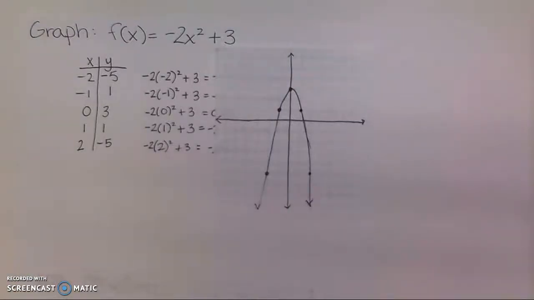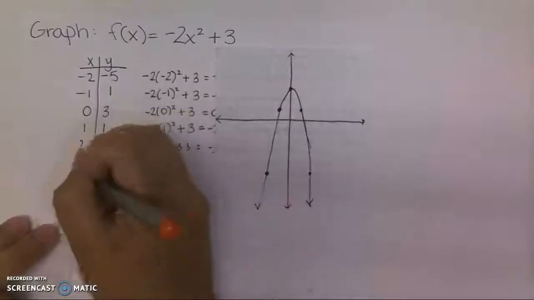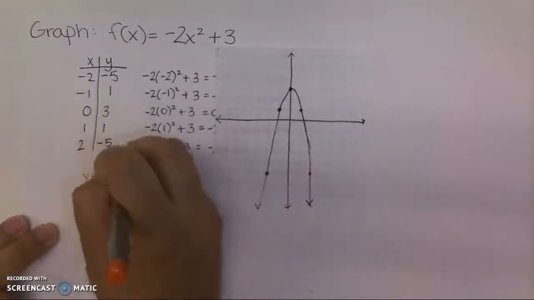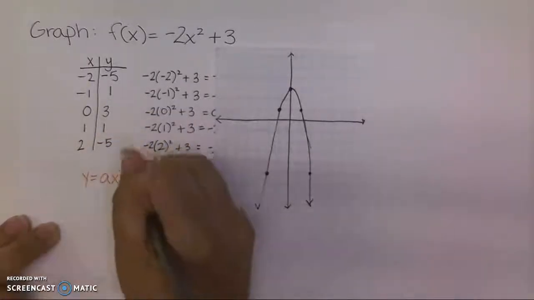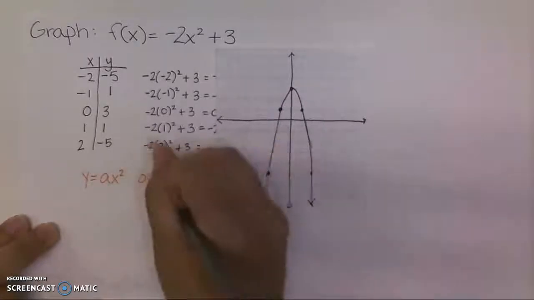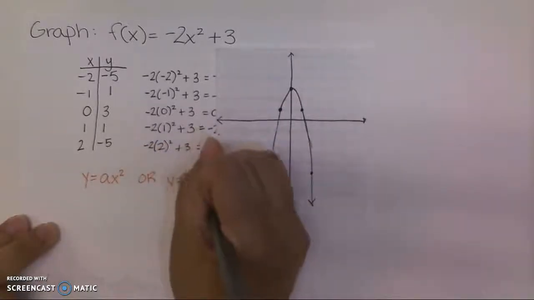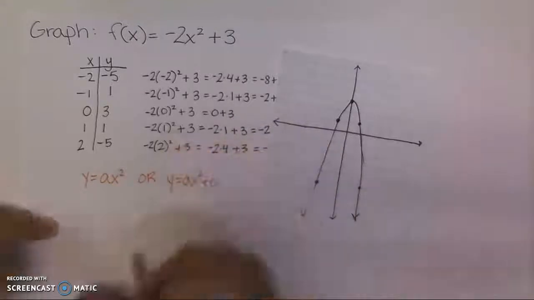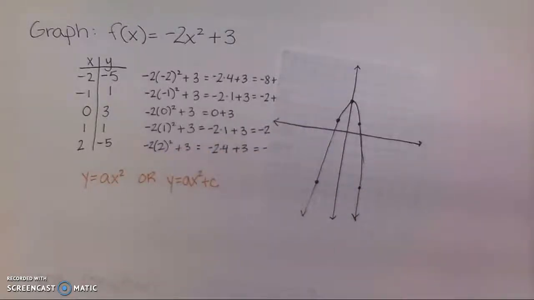So if you are graphing a y equals ax squared equation or a y equals ax squared plus c equation, either one, you can use the Fab 5 to graph. So this works for either one. Hopefully that clears things up on how to graph your basic quadratics.